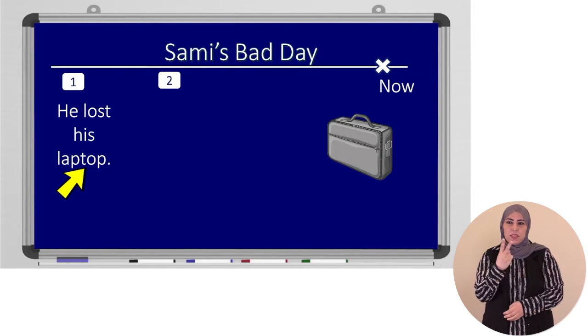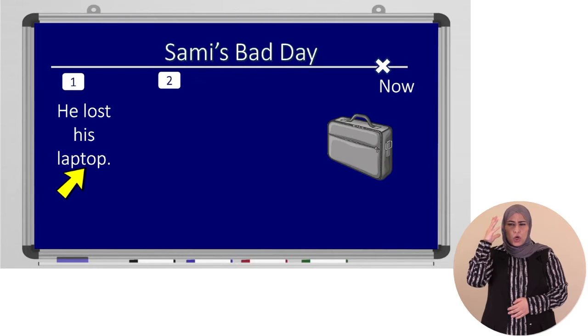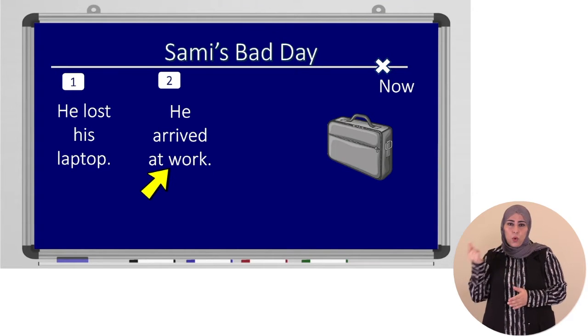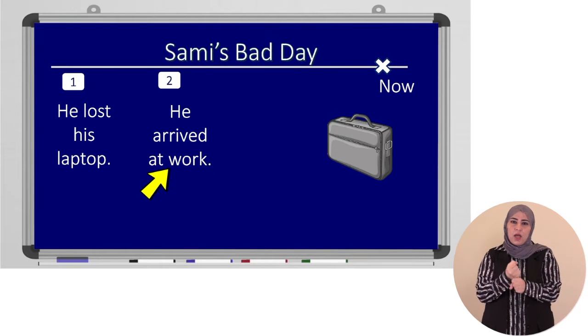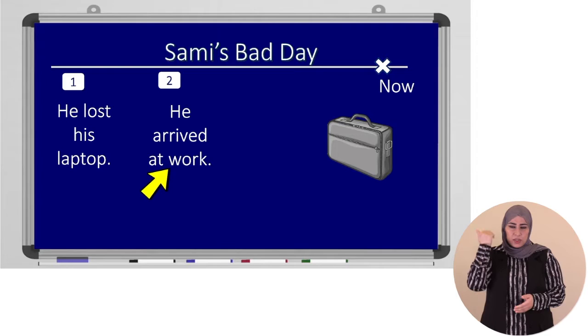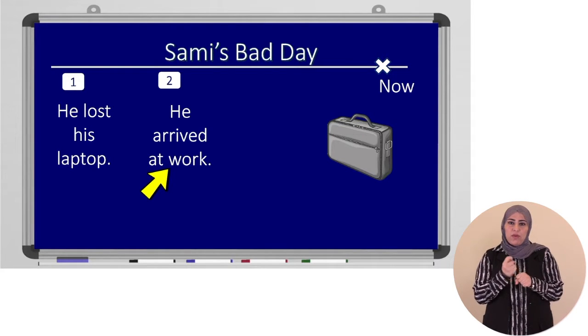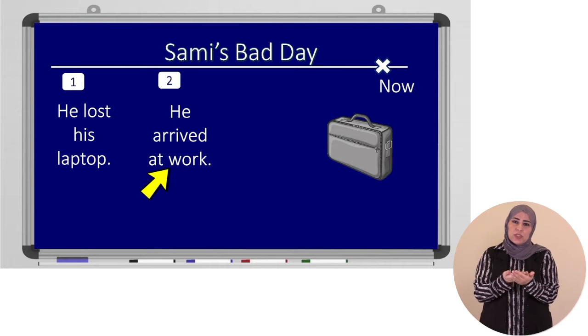Let's look at the next example. Let's keep looking at his story. Number one, the first action that happened, he lost his laptop. Notice, this is in the past. Another sentence, he arrived at work. So he lost his laptop, he arrived at work. These two sentences are both in the past. I'm going to combine these two sentences to talk about the past using the past perfect to show you what happened first.